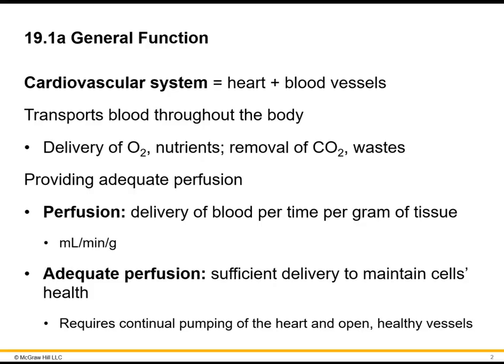So the cardiovascular system is composed of the heart and the blood vessels, and its job is to transport blood throughout the body. And what the blood does is it delivers oxygen and nutrients to the tissues, and then it removes carbon dioxide and other wastes from those tissues. Now, as it's transporting this blood, the cardiovascular system's goal is to provide adequate perfusion.